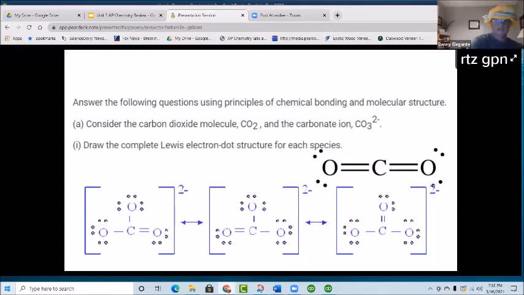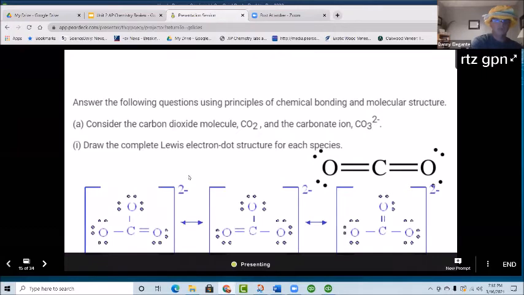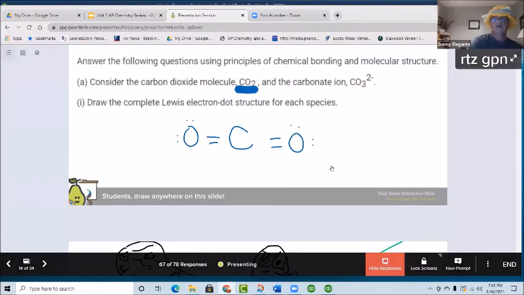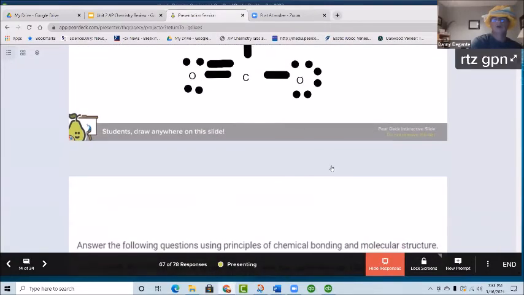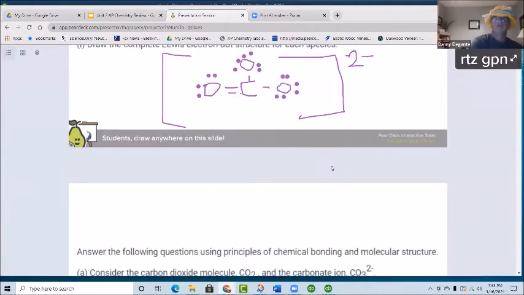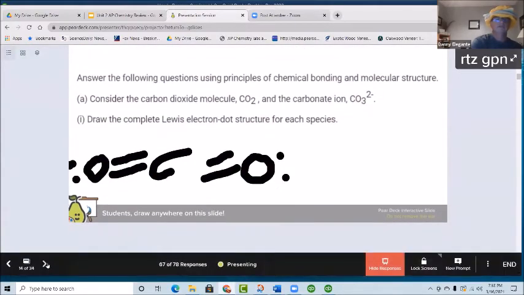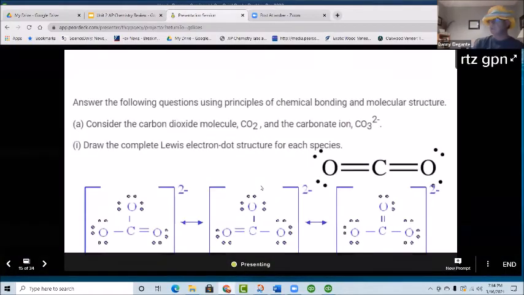One of y'all down here had, on the previous slide, when we looked at responses, in carbonate, you had 3 double bonds. I'm going to see if I can see it. I don't think I'm going to be able to find it. But you had 3 double bonds.